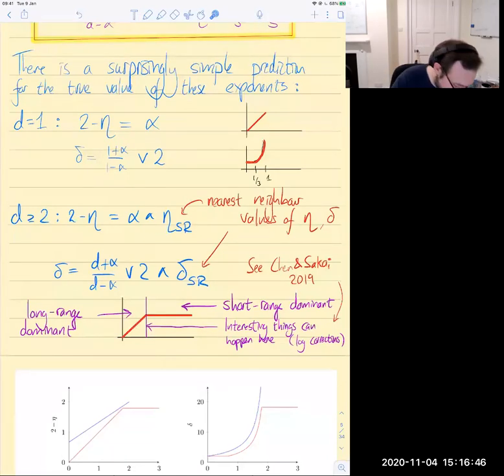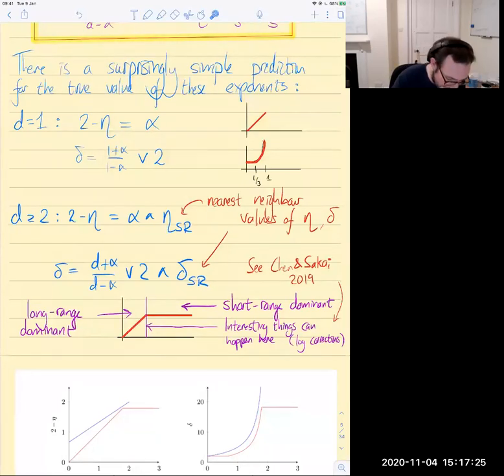So the prediction says, first of all, in one dimension, 2 minus eta should be equal to alpha. At least when alpha is less than 1, otherwise there's no phase transition when alpha is bigger than 1. So the graph just looks like this. And of course, that means that when you're exactly at 1, you get that 2 minus eta is 1, and then you get that there's no decay of the connection probabilities, which is suggesting that the phase transition is discontinuous, which it is by the theorem.